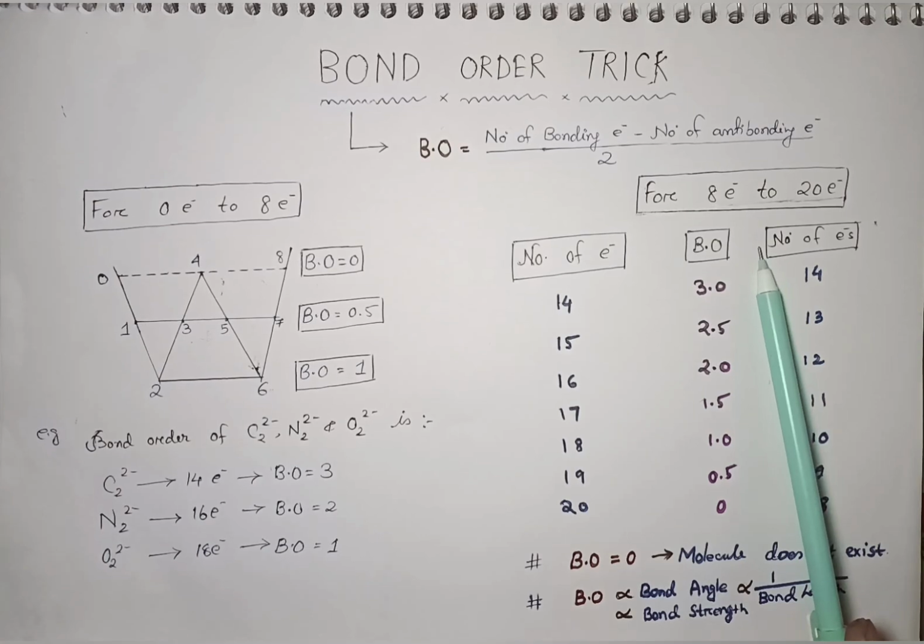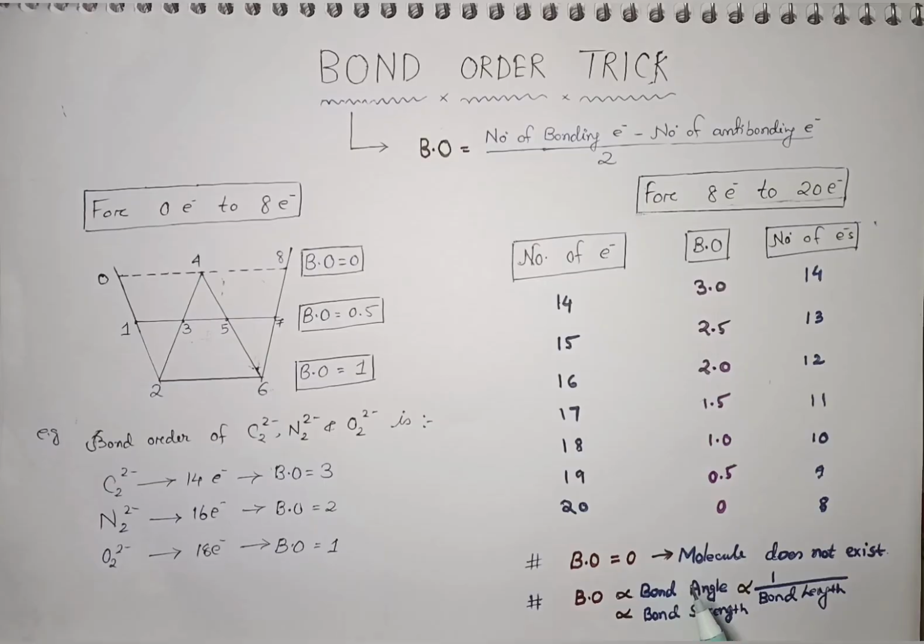I want you to know another two important things, that is, if bond order is 0, then that molecule doesn't exist, and there is a relation between bond order, bond angle, bond length and bond strength, in which bond order directly depends on bond angle, it is inversely dependent upon bond length, and it directly depends upon bond strength. That is, if bond order increases, then bond angle also increases, bond strength also increases, but bond length decreases since it is inversely proportional. So we have seen the trick, how this trick works.